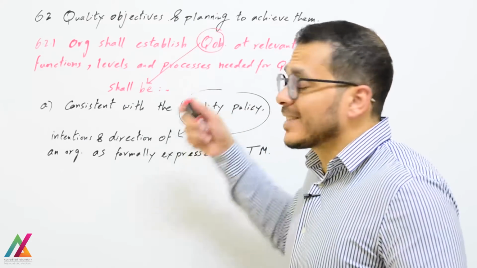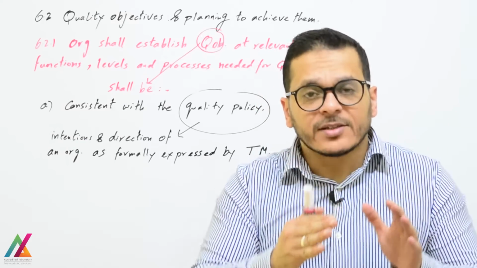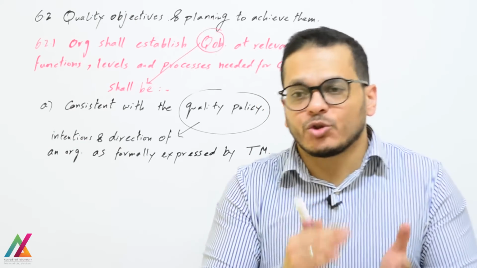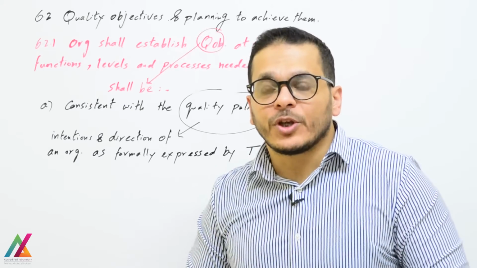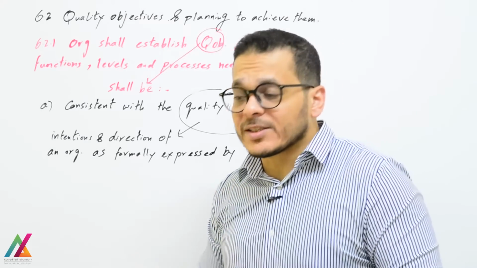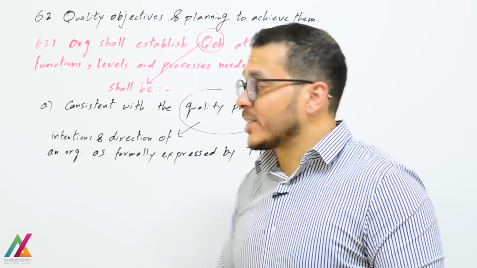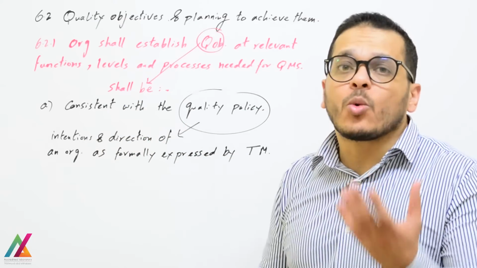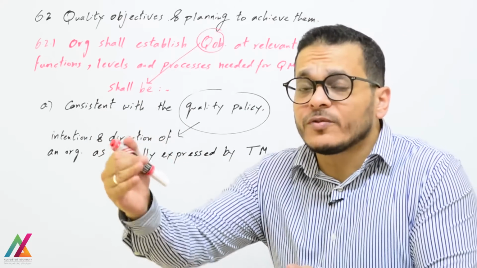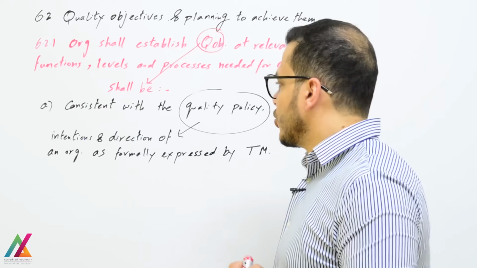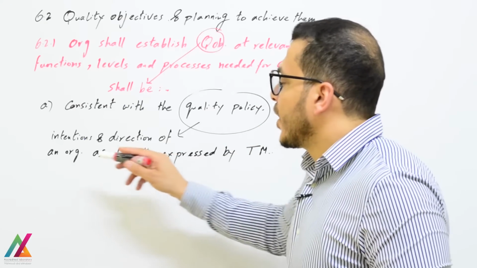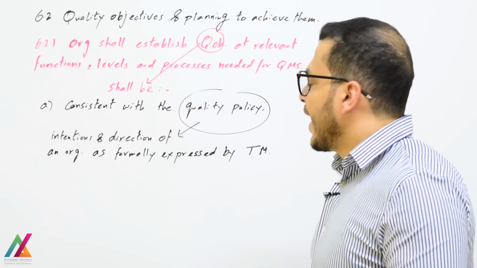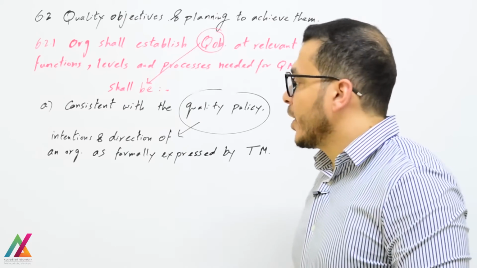For each process inside the organization, you shall determine some quality objectives. These quality objectives shall be achieved to get, at the end, the high quality of your product or service provided to the customer, and that will enhance customer satisfaction. These quality objectives shall be consistent with the quality policy, because all of them are under the quality policy of the organization. Quality policy is the intentions and direction of an organization as formally expressed by the top management.